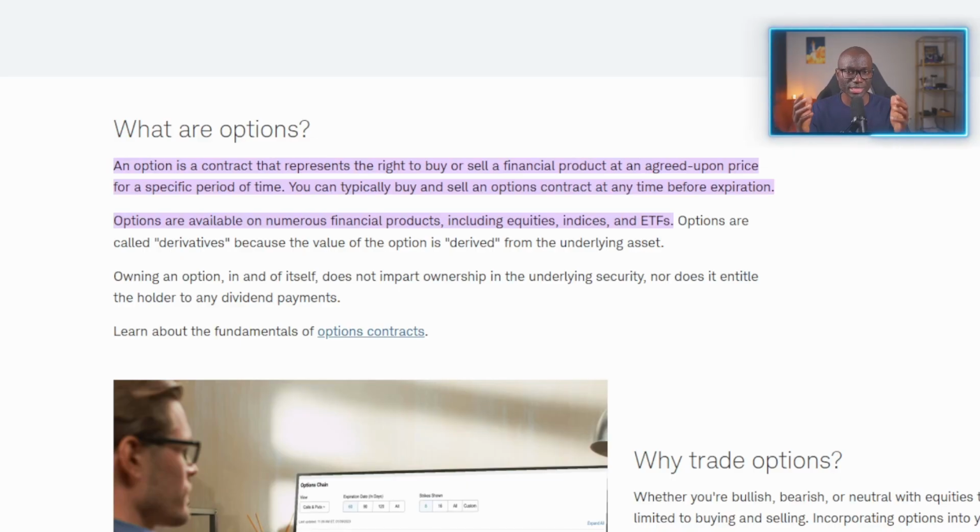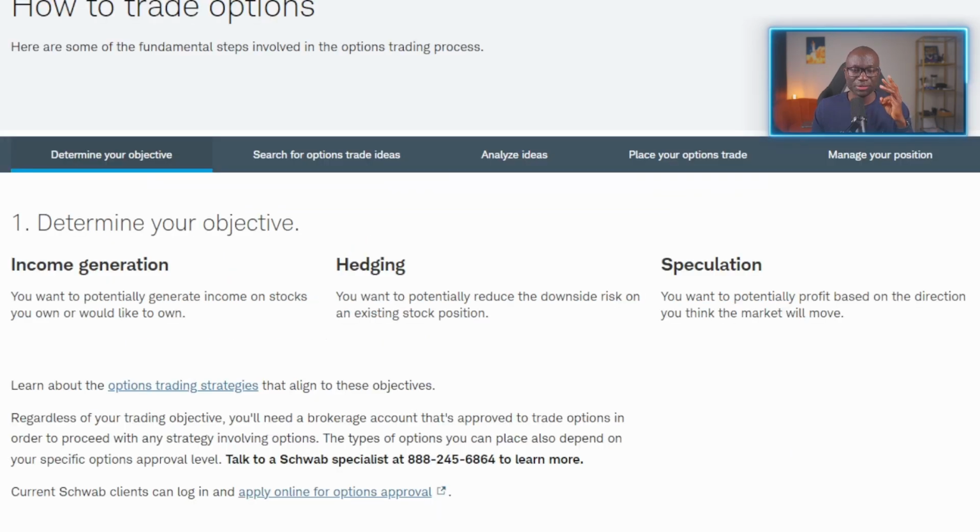So the first thing is, let's understand what options are. All right, and it says here, an option is a contract that represents the right to buy or sell a financial product at an agreed upon price for a specific period of time. You can typically buy and sell an options contract at any time before expiration. Now, there are three main reasons or objectives why people will trade options. Okay, the first one is income generation.